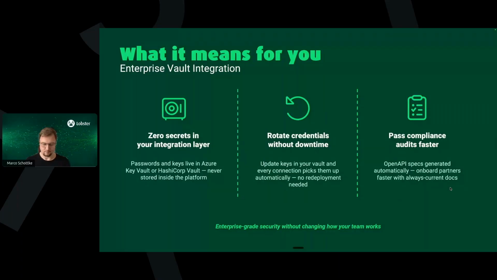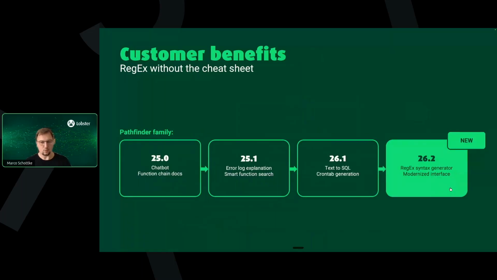So let me get back to my screen. And let's start with a quick history check-in, so to say. Nearly a year ago, with 25.0, we introduced Pathfinder. We introduced our first AI chatbot functionality with function chain documentation and the chatbot itself. And then in October last year, in 25.1, we added error log explanation and smart function search. This January, we completed the capabilities with text-to-SQL and cron-tab generation. So every release, Pathfinder learns more things your team can leverage and help your team to be more productive.